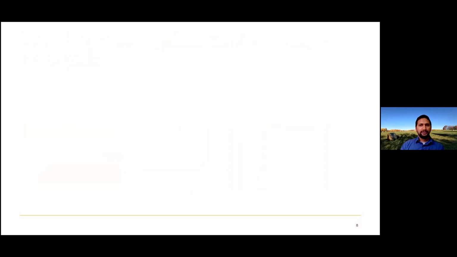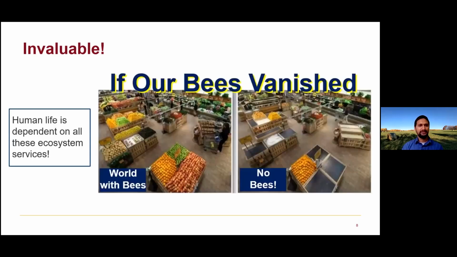So first of all, what is the value of this thing? You will say, okay, it's invaluable. How can you put a price tag on water quality or a price tag on pollinators? If there is no pollinator, a lot of things will vanish. And if these vanish, for example, a lot of products that you see in our grocery, especially the produce, will vanish. And that's why it is invaluable.